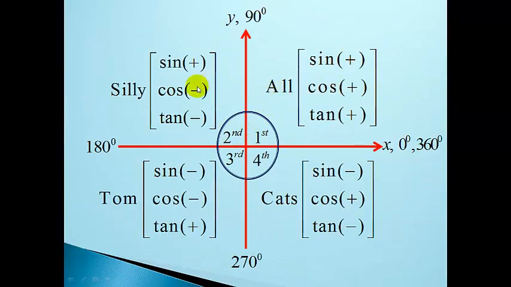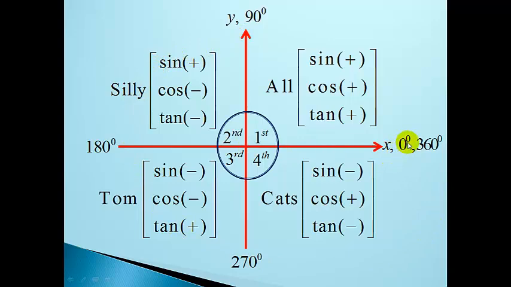Now let's consider the diagram as shown. We have the x-axis and we have the y-axis. Now in trigonometry, positive angles measure rotation in the anti-clockwise direction from the positive x-axis. I repeat, in trigonometry, positive angles measure rotation in the anti-clockwise direction from the positive x-axis.